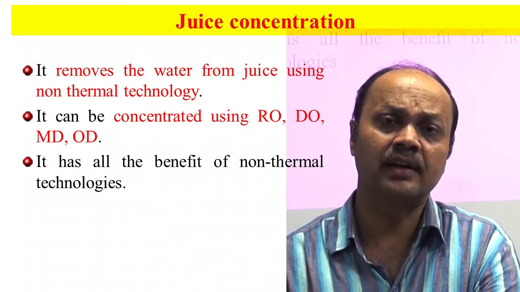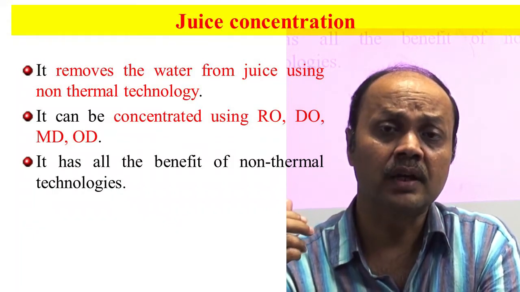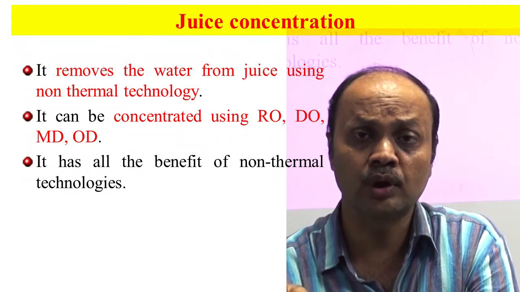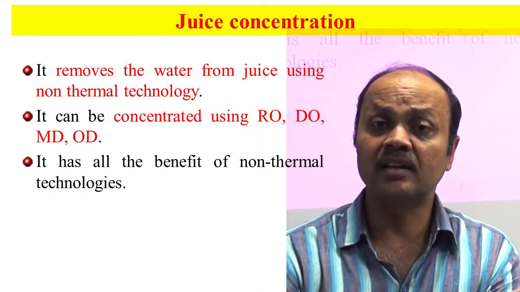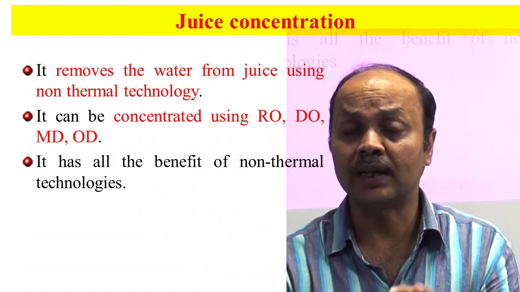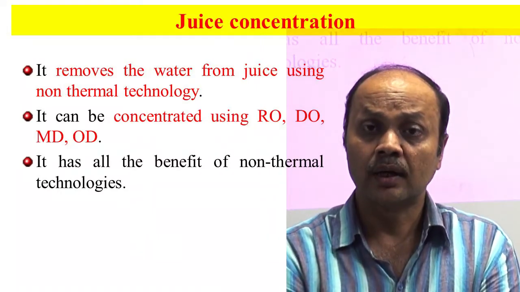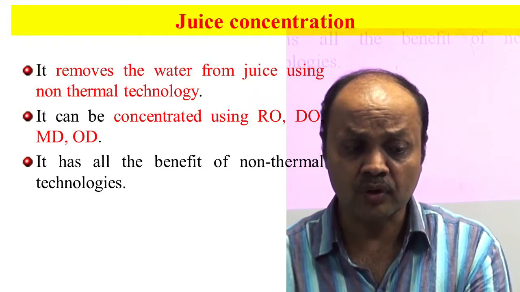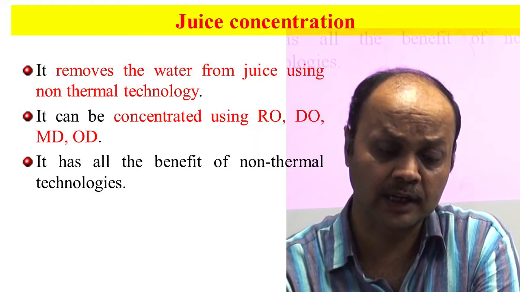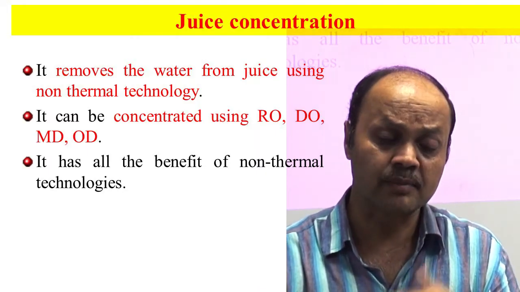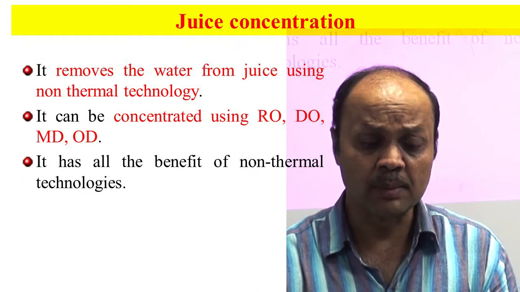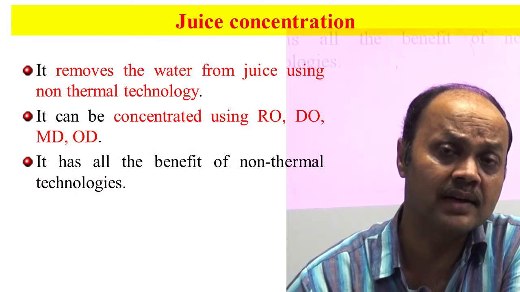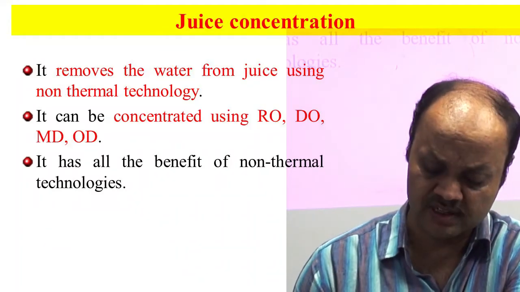Apart from that, you can concentrate. Take the case of the big companies doing juice processing; they are not getting the desired quality of raw material. Even so, what they used to do is concentrate that juice and use the concentrated material to make juice for future requirements. For concentration, we can use non-thermal technology, but membrane technology you can also use, like reverse osmosis, direct osmosis, membrane distillation, osmotic distillation. So these are the different kinds of non-thermal technology. You can also use this non-thermal technology.